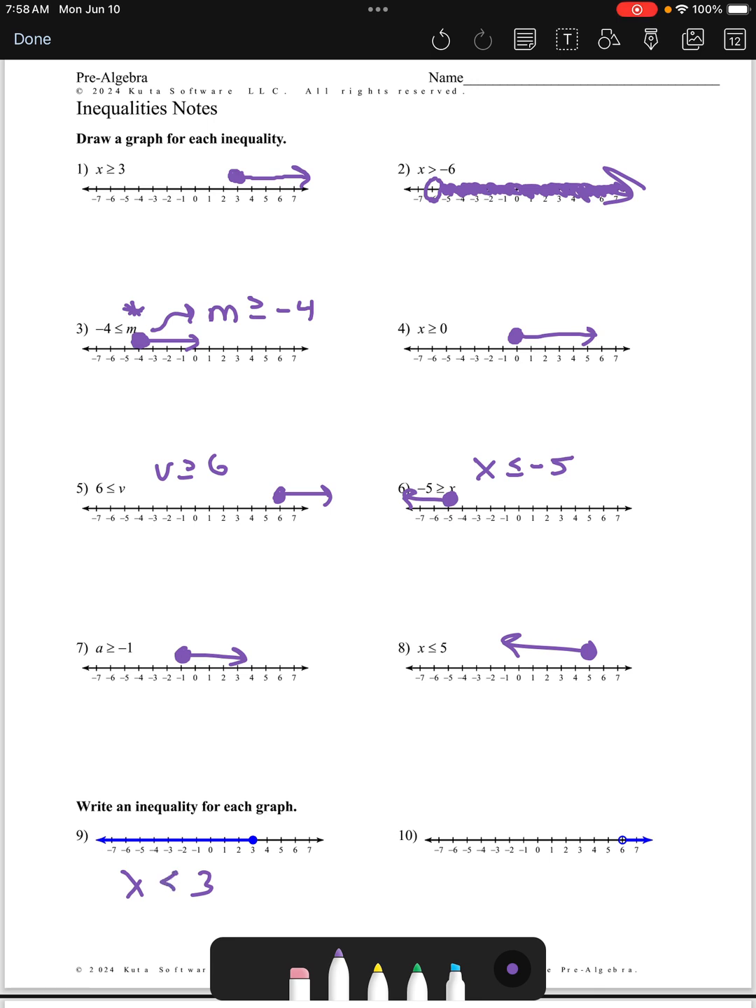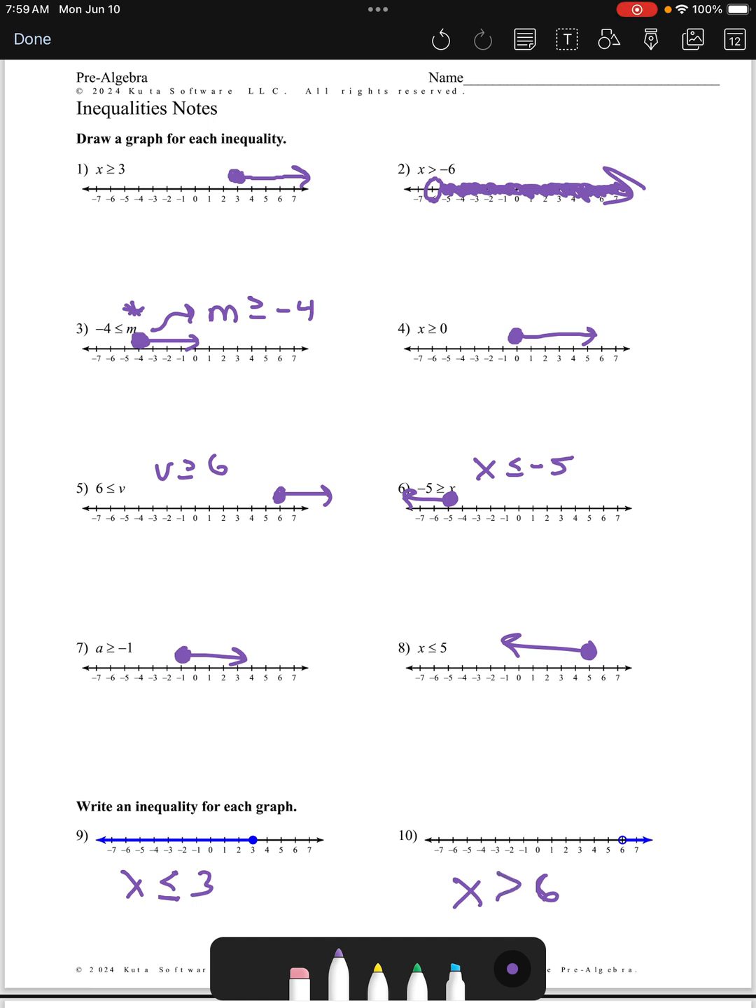Now the question is, which way does the arrow point? It points to things that are less than 3, so we need less than. And is the circle filled in? It is. We need the or equal to. Again, number 10, start with x. The number that's got its marking is 6. 6 is a circle above it.